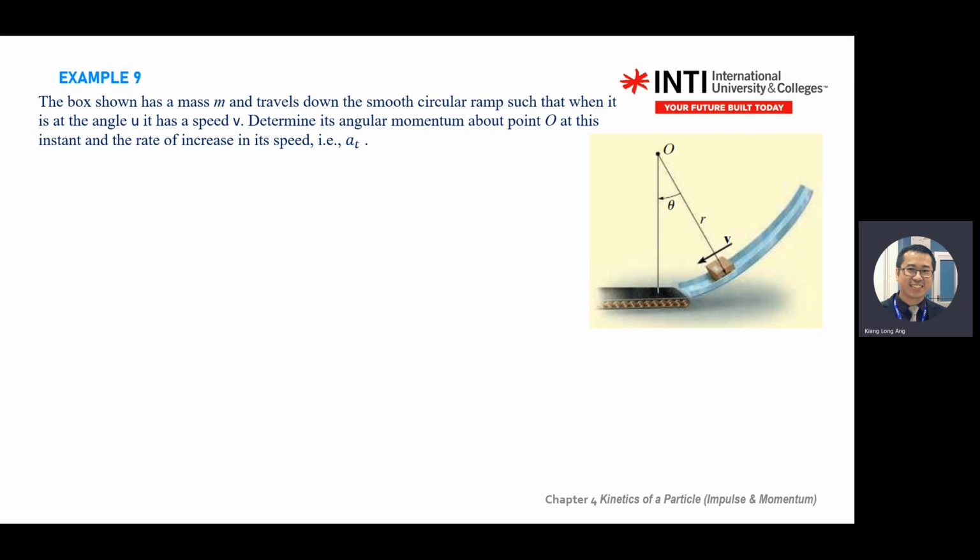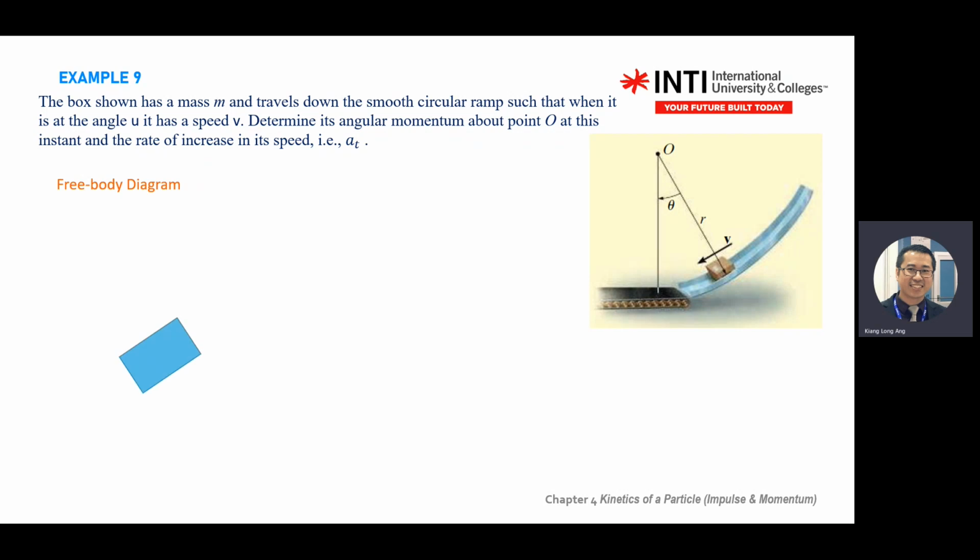Determine the angular momentum about point O at this instant and the rate of increase in its speed, which is its acceleration. Another way of saying acceleration is the rate of increase in its speed. Sometimes the question is not direct. It will not tell you to find acceleration. It will mention this phrase, the rate of increase in its speed. It means it asks you to find acceleration.